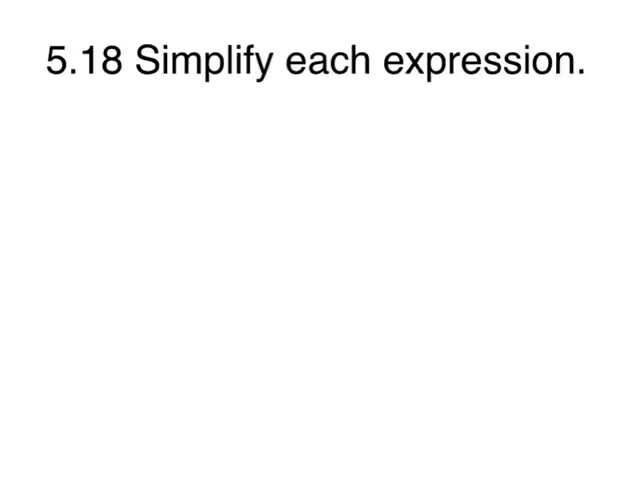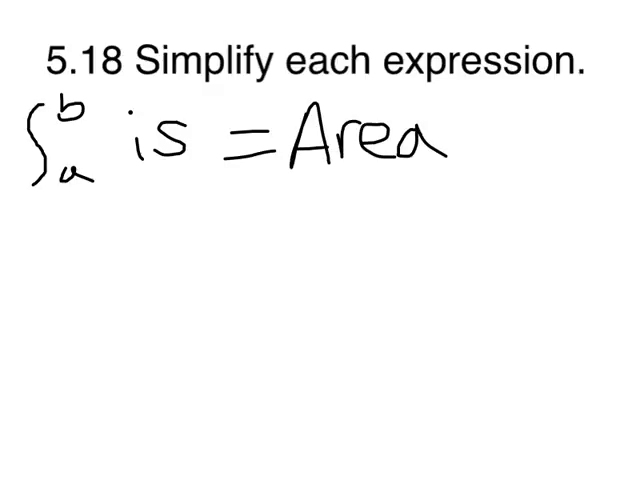Chapter 5, Question 18. Simplify each expression. Before we begin with parts A through C, let's first define that an integral from A to B is looking for the area. This type of integral, because it is defined with variables, as we see here, is called a definite integral.